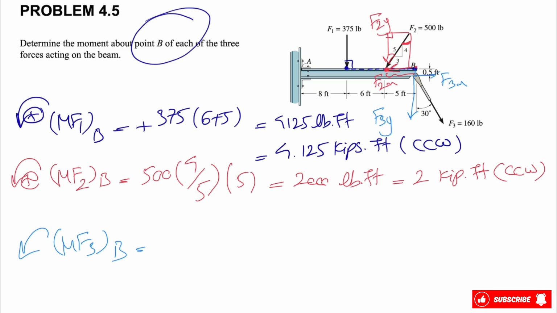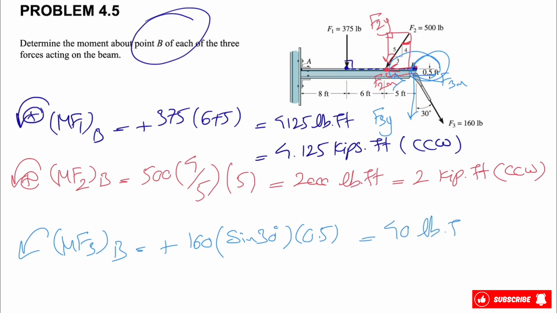And as we can see, this is the direction for the moment, which is again counterclockwise. So we have a positive sign, 160, and the x component will be the sine of 30 degrees, and the distance is what we have here, or 0.5. And if we calculate this, we'll get 40 pound-foot, which will again be a counterclockwise moment.